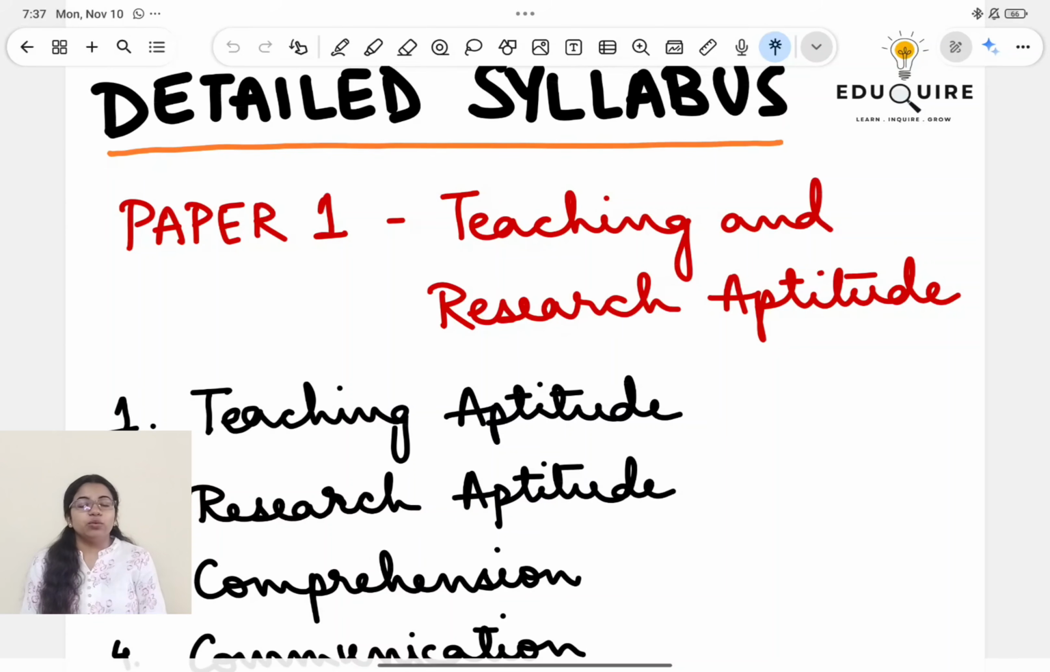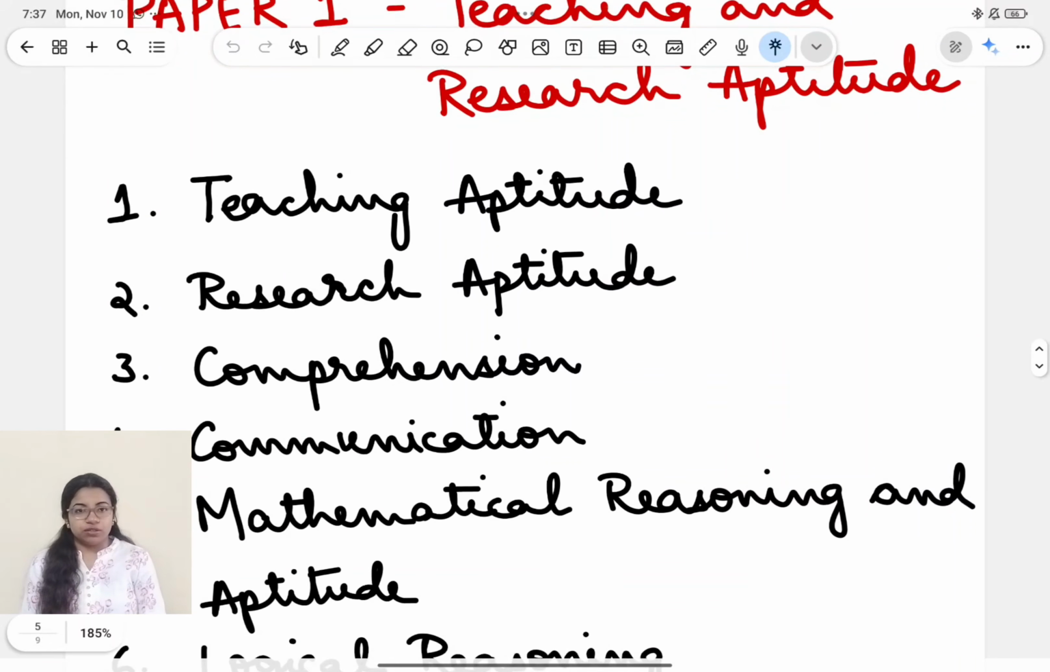Here you will be asked about what are the different types of research, what are its characteristics, what are the methods to carry it out, the steps, what is hypothesis, what is sampling, and how to write a thesis, how to write a report. All this is part of research aptitude. Unit 3 is comprehension. Here you will be asked to read a passage and answer the questions that follow. This is done to test your understanding and interpretation of the given text.